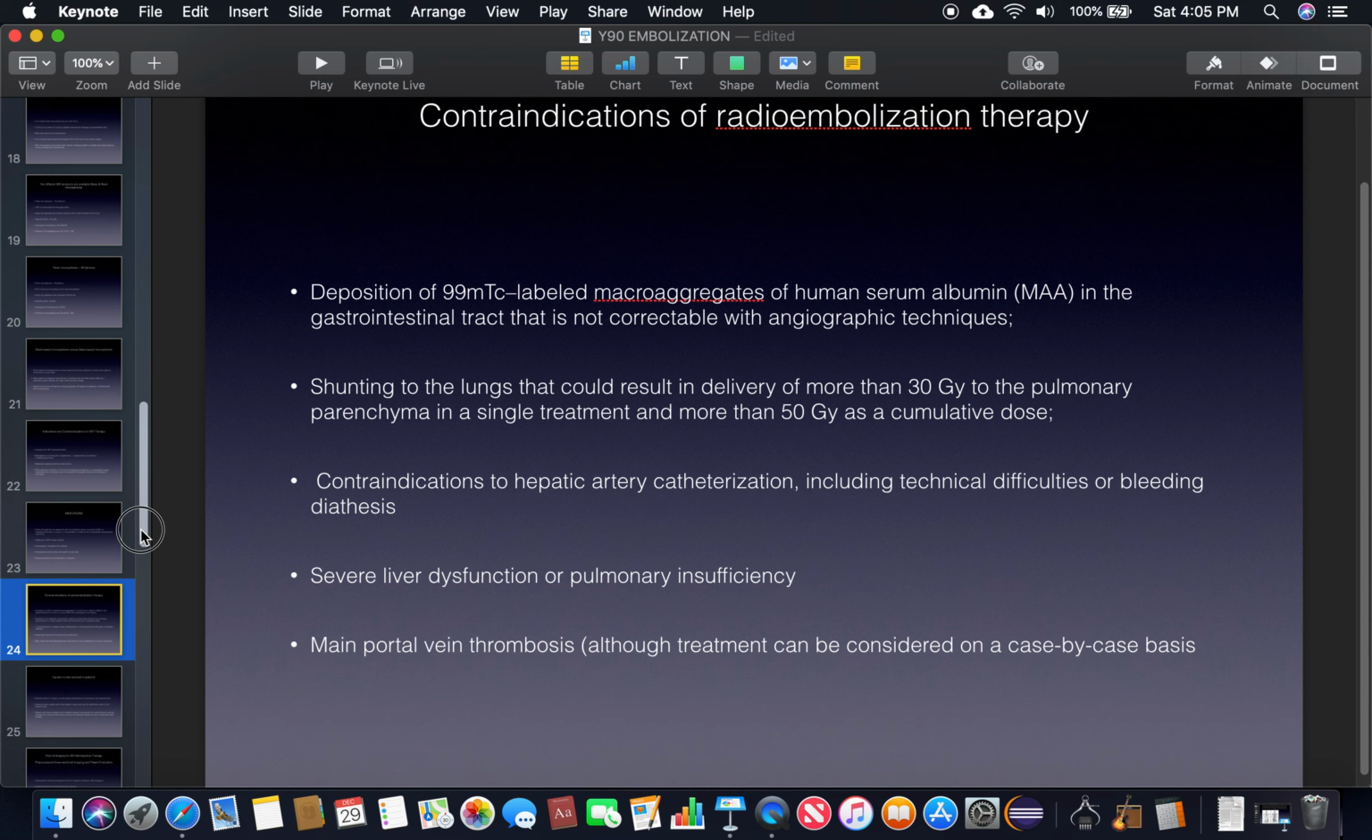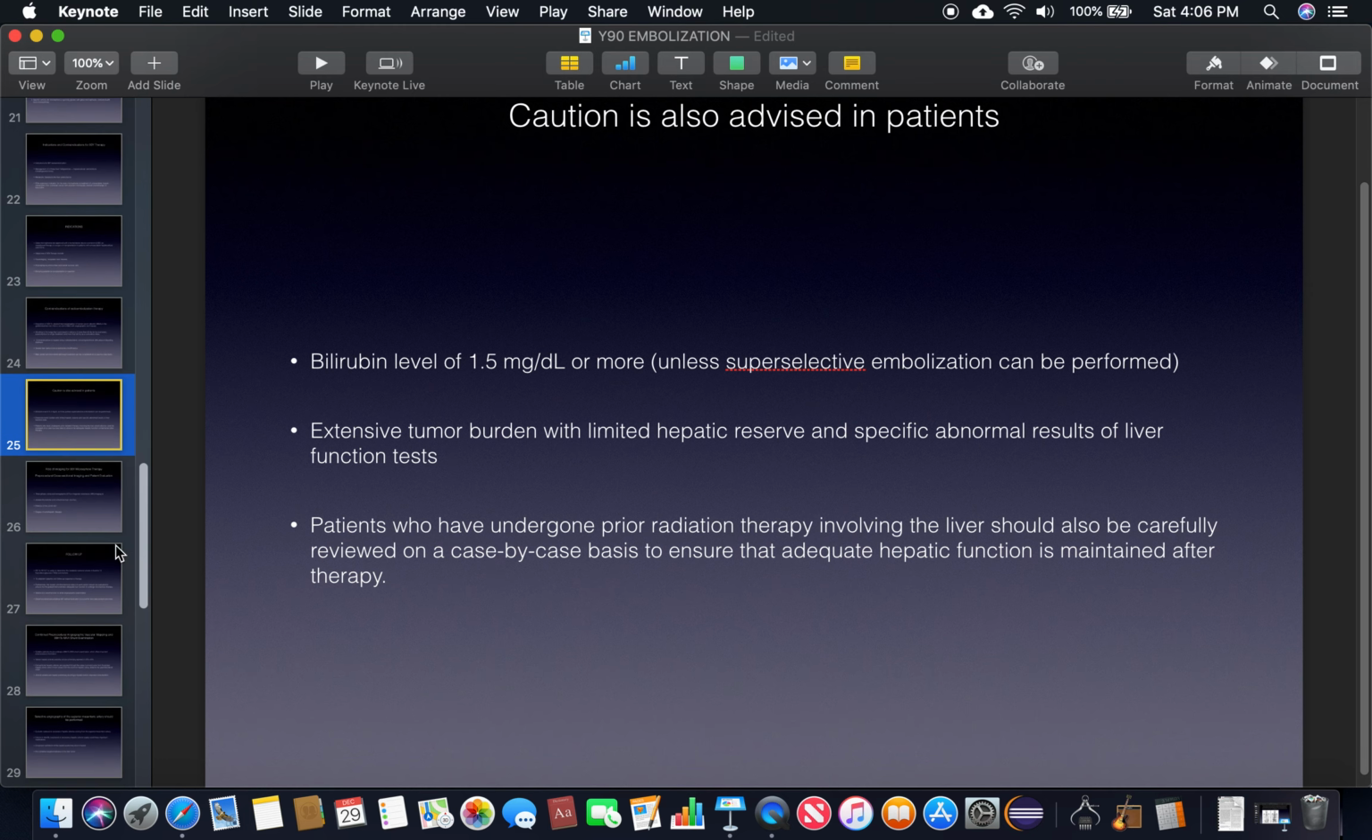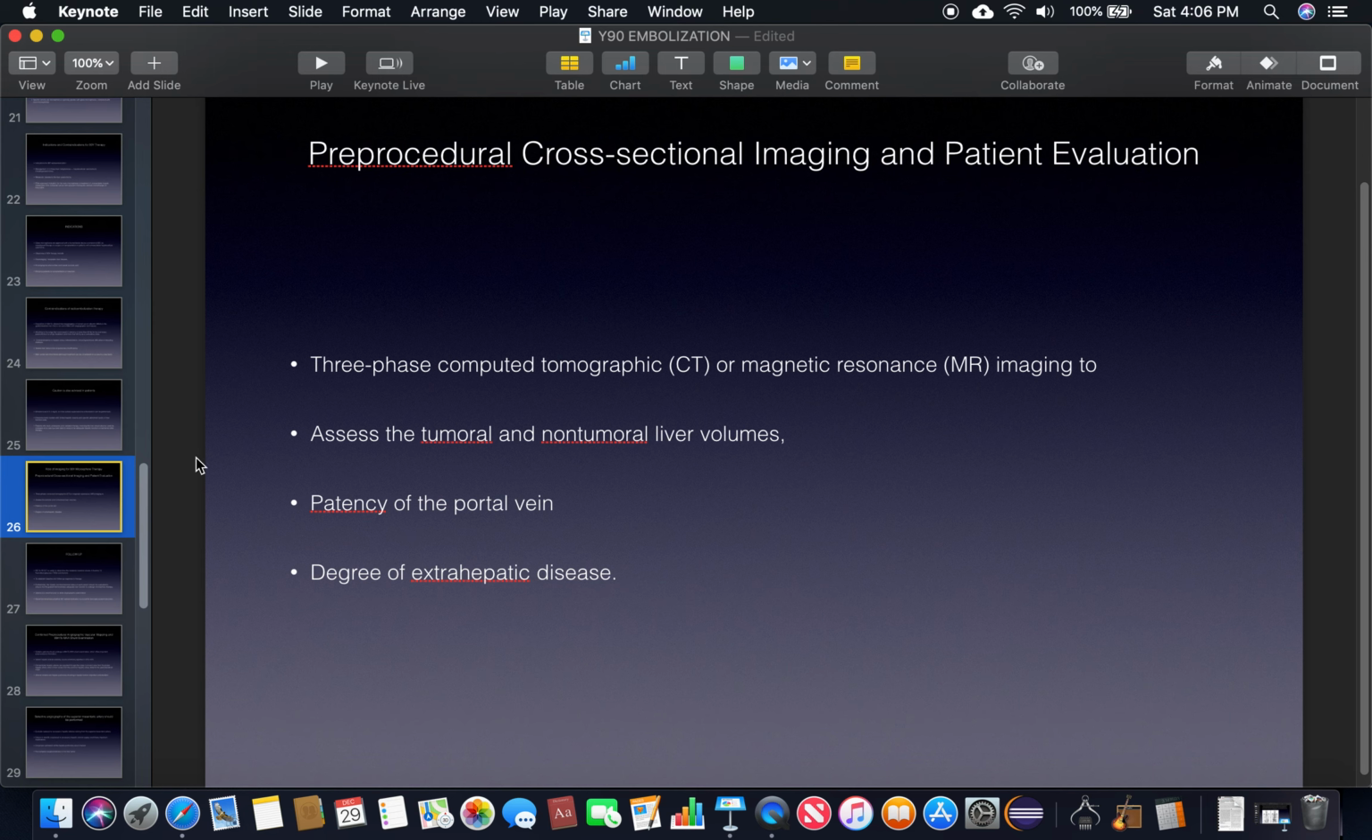So those are the contraindications. Well, caution needs to be exercised if the bilirubin is more than 1.5 milligram per deciliter, or if there is extensive tumor burden with limited hepatic reserve, and then of course patients who have in the past undergone radiation therapy. But these can be decided on a case-to-case basis, and these are relative contraindications.